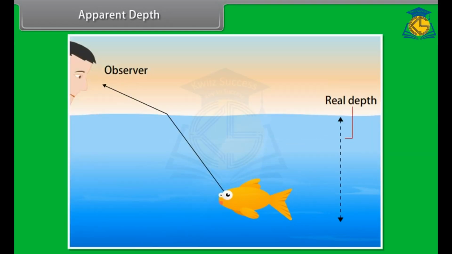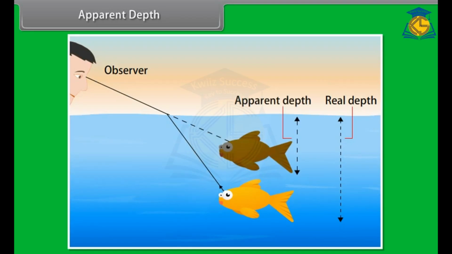Apparent depth. Due to refraction, an object in another medium, say in water, appears to be raised. Total internal reflection.